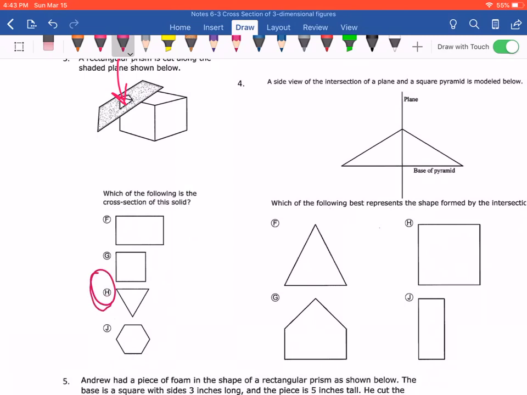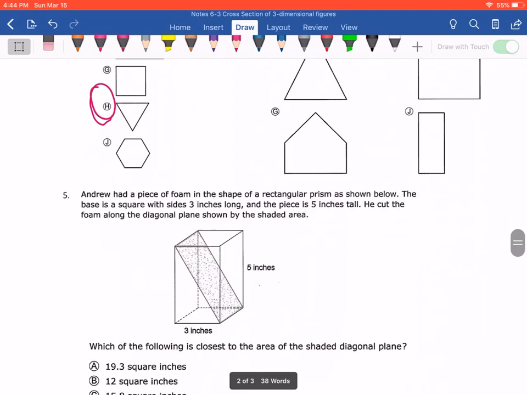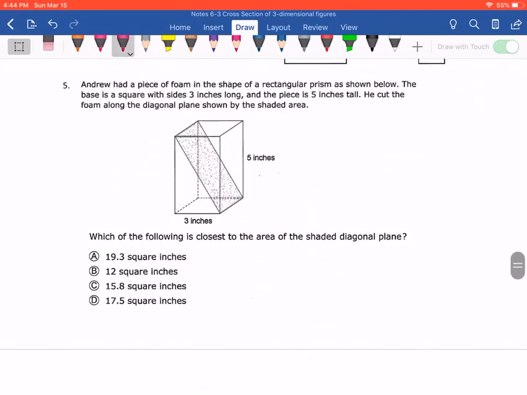Good job, guys. And number four, we see the side view of an intersection of a plane and square pyramid modeled below. So this is our pyramid. Our pyramid has actually been sliced through the center by a plane. So if we separated the plane and one of the sides of this pyramid, what would be the resulting shape that we would see? If you're guessing another triangle, you are right.